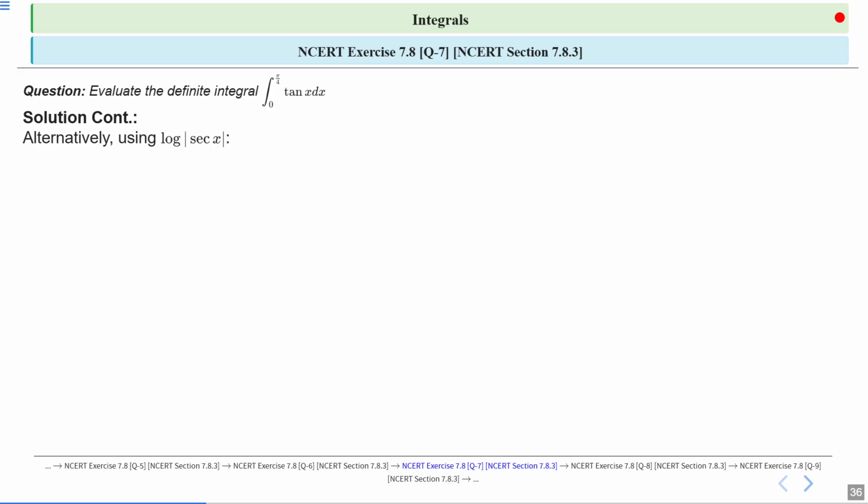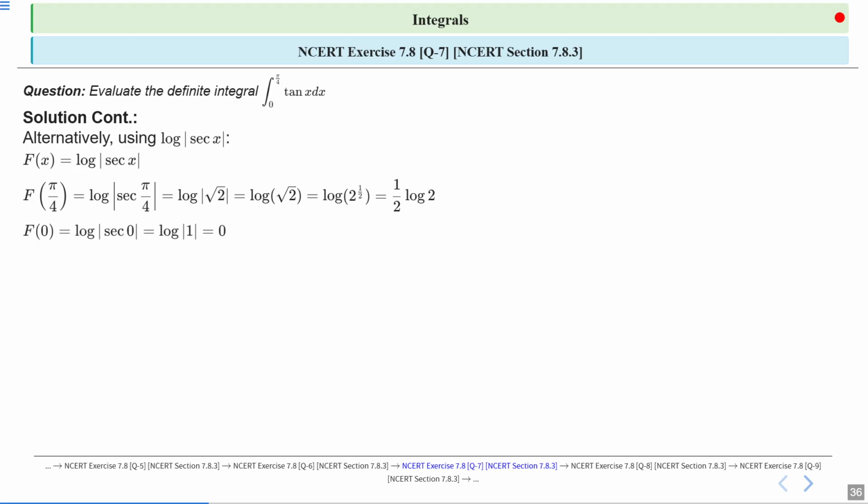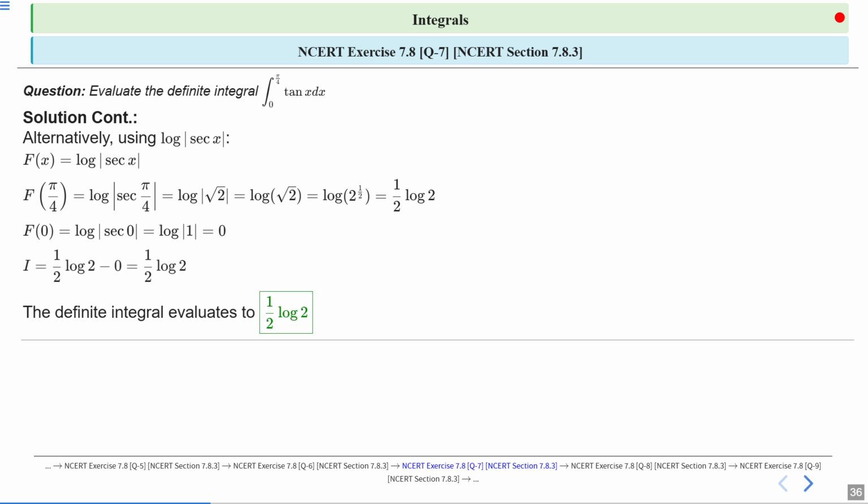Now if we use the integration of tan x as log sec x, so F(x) is log sec x. So F(pi by 4), that is log sec pi by 4, that is log root 2. So log root 2 is equal to log 2 to the power 1 by 2. So that is 1 by 2 log 2. And F(0), that is log sec 0. So that is log 1, so 0. So we get the same value, that is 1 by 2 log 2. So the value of the definite integral is 1 by 2 log 2.